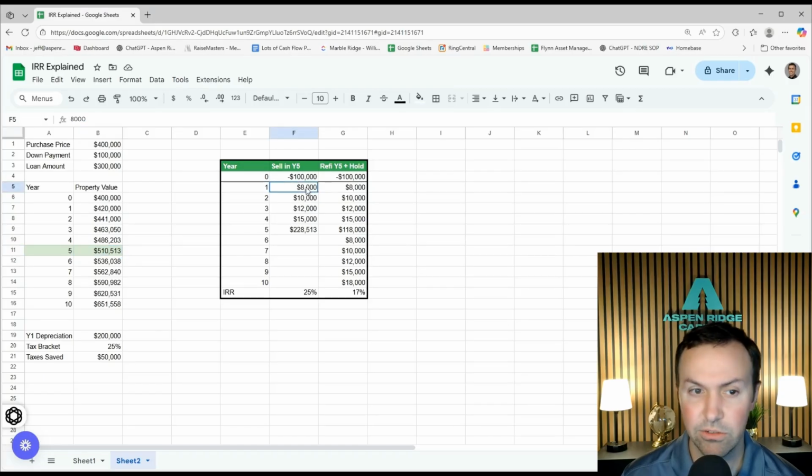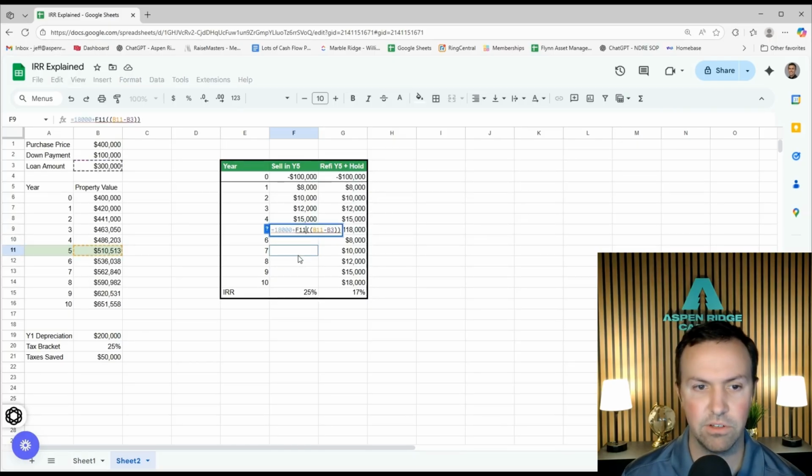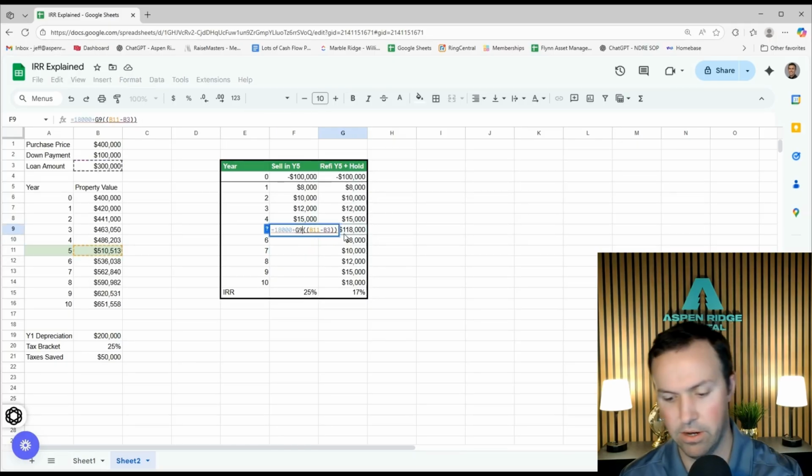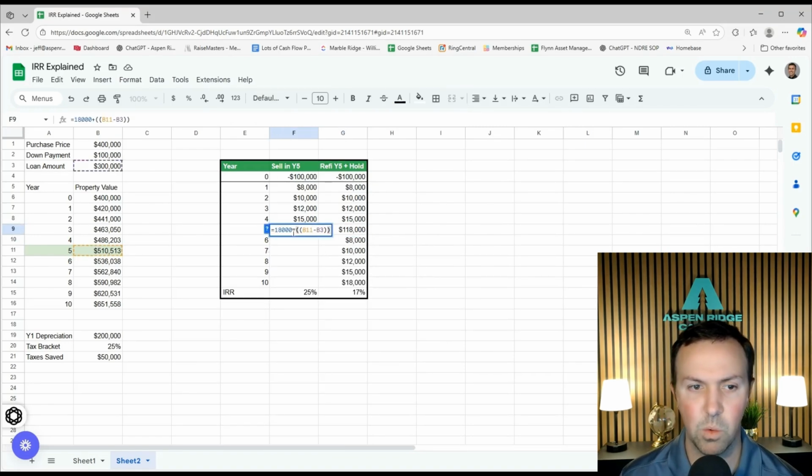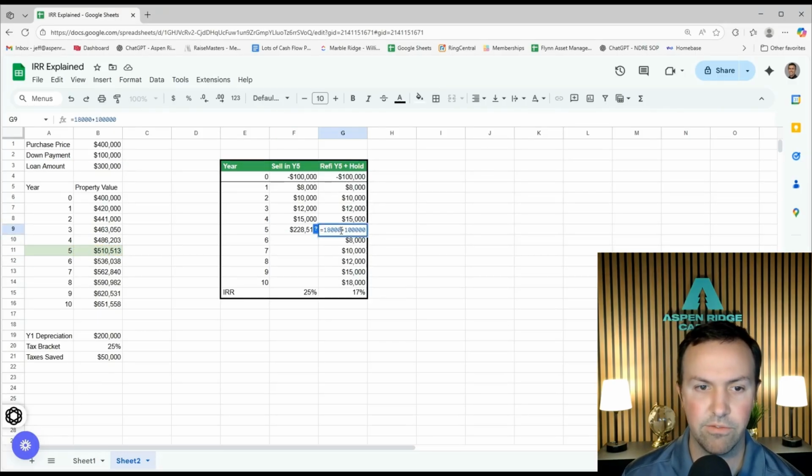Now, what you see in these two scenarios here are the exact same cash flows. I did not change the cash flows, including up to year 5. In this scenario, we have the $18,000 cash flow, which is our year 5 cash flow. And in this scenario here, we also have an $18,000 cash flow. The difference is, in this one, we have the year 5 cash flow plus the profit from a sale. And in this one, we have the year 5 cash flow plus our refinance proceeds.